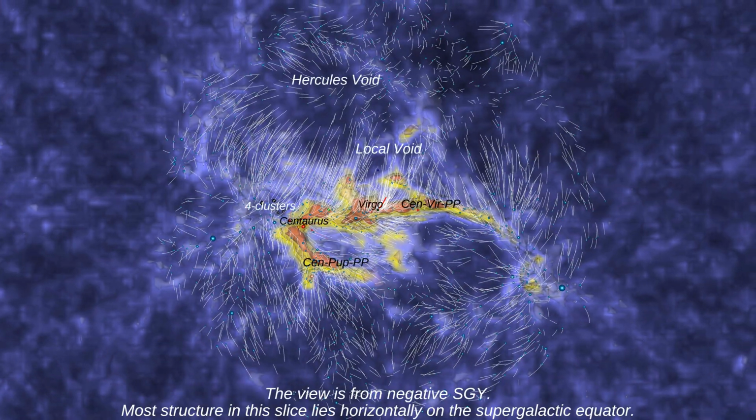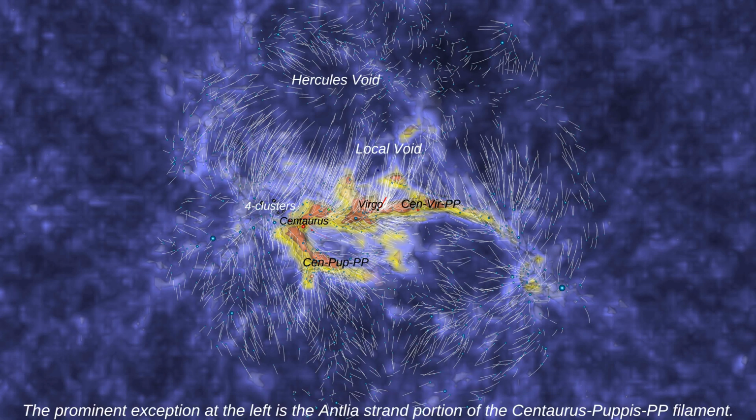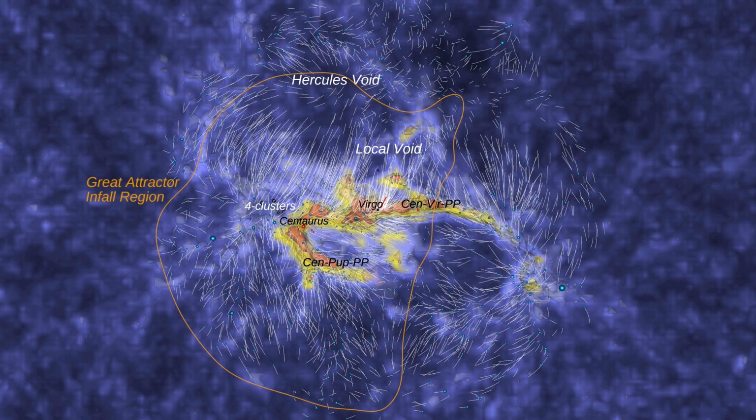The view is from negative SGY. Most structure in this slice lies horizontally on the supergalactic equator. The prominent exception at the left is the Antlia strand portion of the Centaurus Puppus PP filament. An outline of the boundary of LANIAKEA passes mostly through voids.